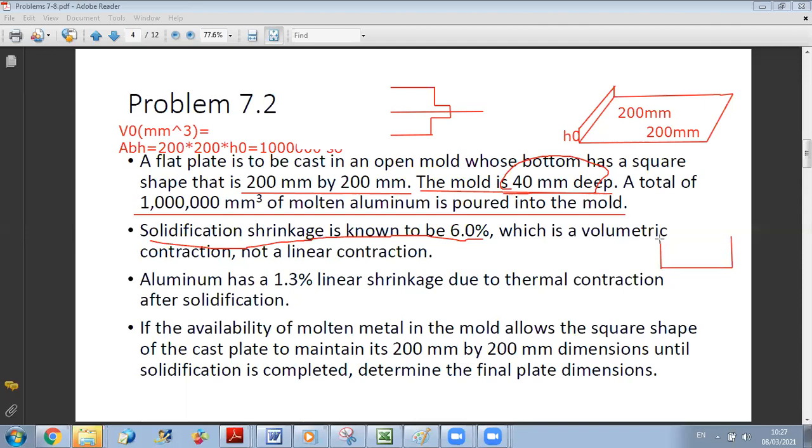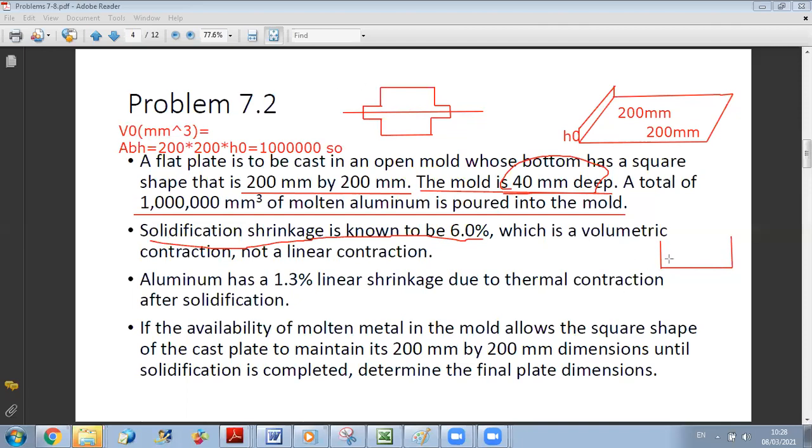So this is what they told us at the end. They said that if the availability of molten metal in the mold allows the square shape of the cast plate to maintain its 200 millimeter by 200 millimeter dimensions until solidification is completed, determine the final plate dimensions. What they mean by this sentence is that before having 100% solid, since liquid is already present, I can still supply it. Then I can ensure a base area of 200 by 200 that will not change in dimensions.